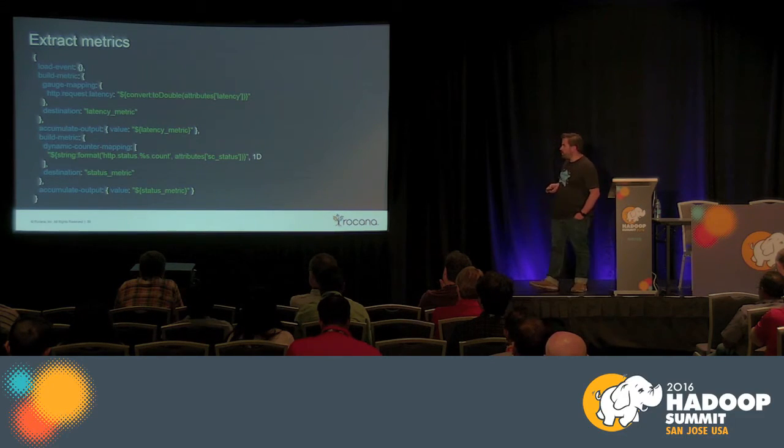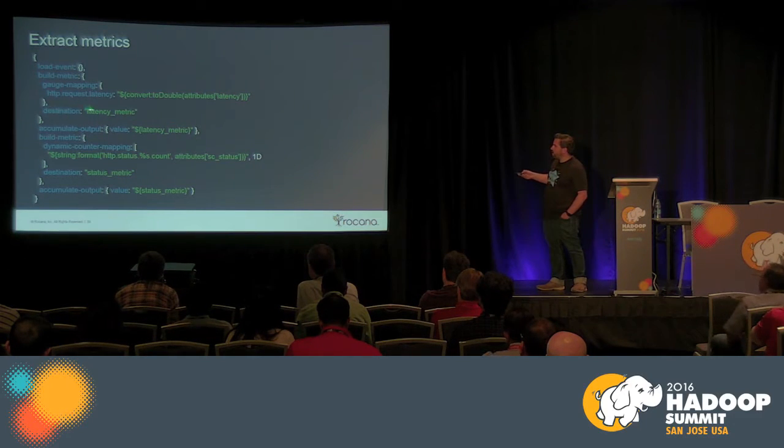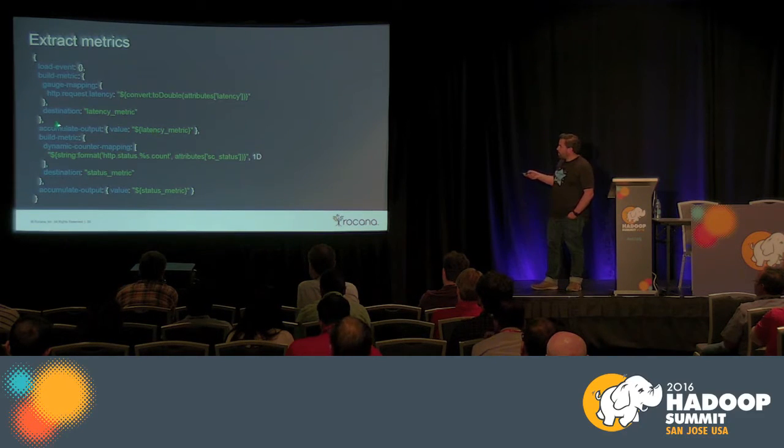So this is what the transformation configuration for extracting metrics looks like. Again, we load the event. Then we're going to first build a gauge metric for HTTP request latency by pulling out the latency attribute and converting it to a double. We're going to store that into a latency metric variable. We're going to capture that to our output because we want all of the metrics from this, not just a single metric.